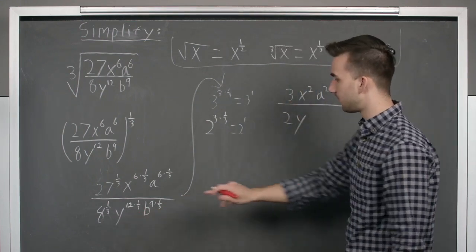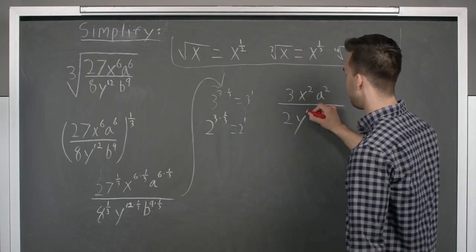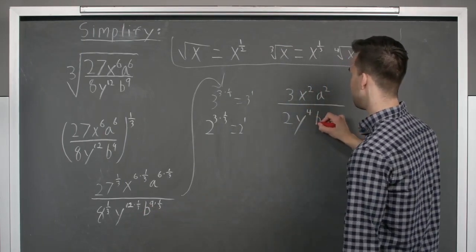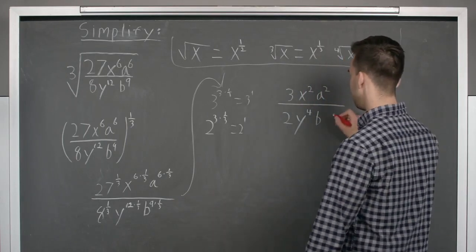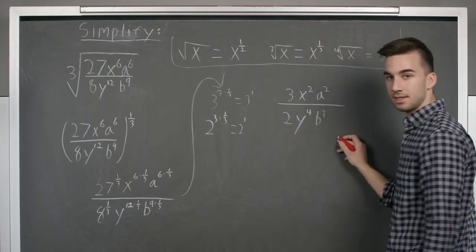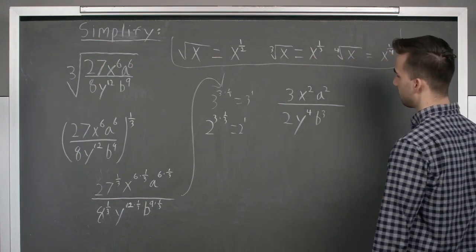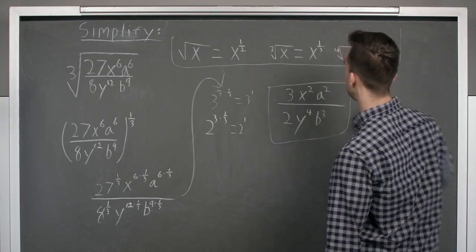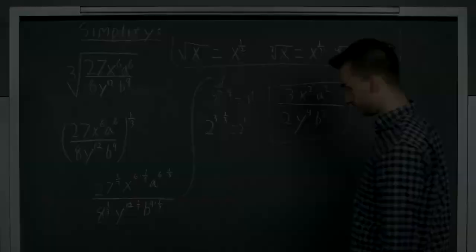So let's move to our y. Our y here is 12 times 1 over 3, which gives us 4, and then our b, what's 9 times 1 over 3? It's 3. Now that we have this, is there any other simplification we can do? No. So that is our solution for this example.